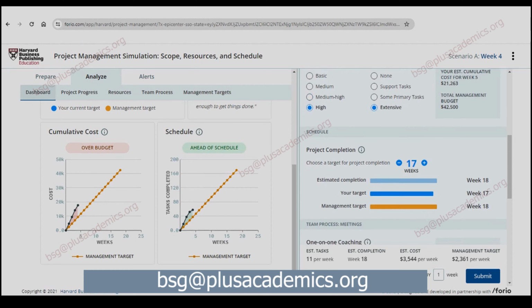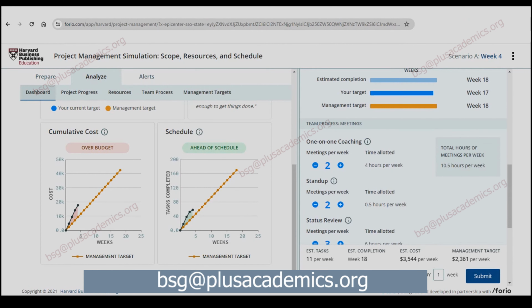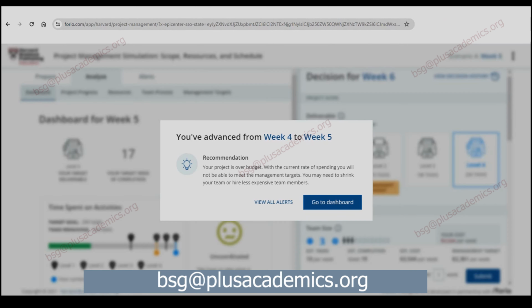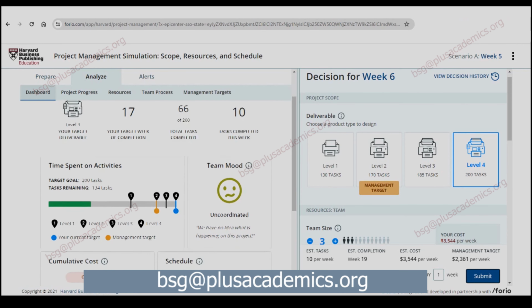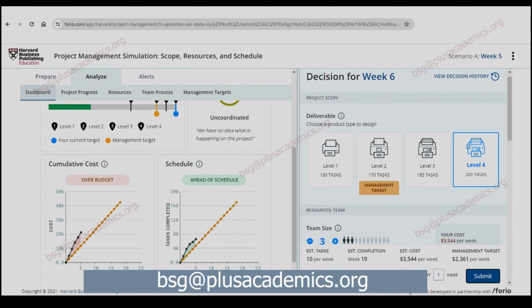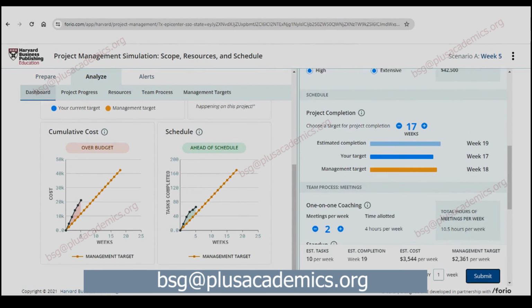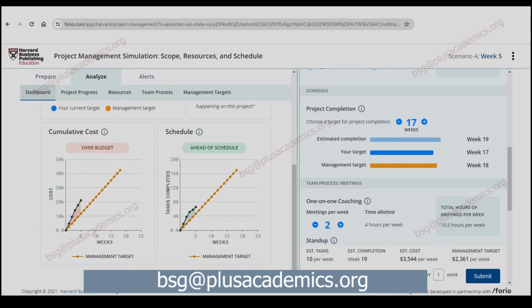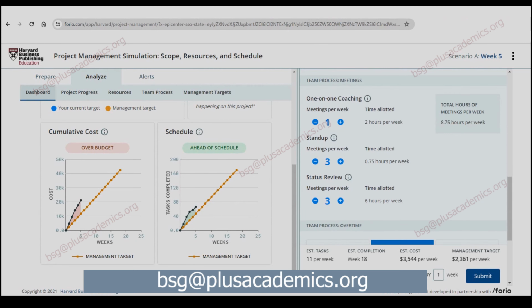Okay, so let us maintain the coaching the way it is. So let us submit and see what happens so that you can get a clear overview of what is the main concern they are having. The project is over budget. The current rate of spending will not be able to meet the management target. Okay, they are uncoordinated. Let us increase coordination. Now you can increase coordination through standard meetings.